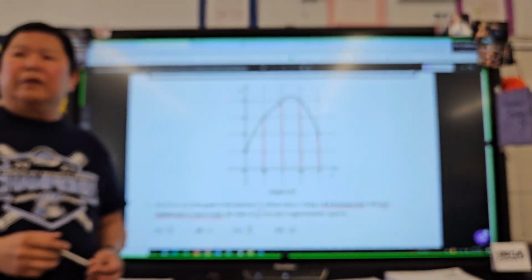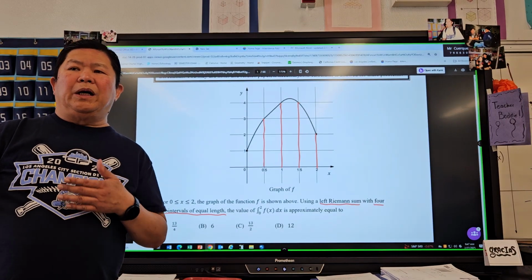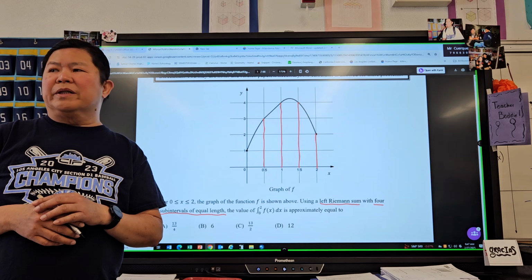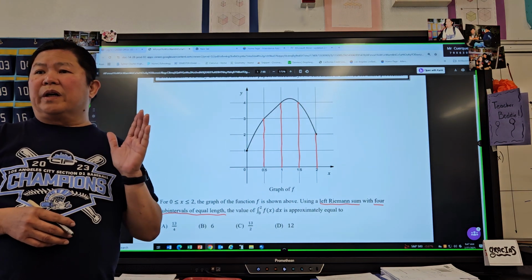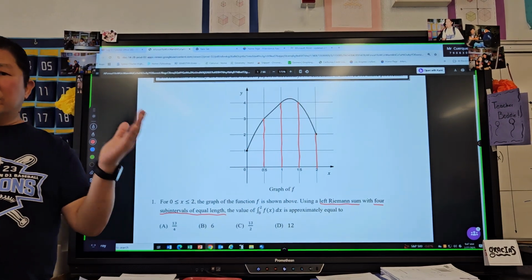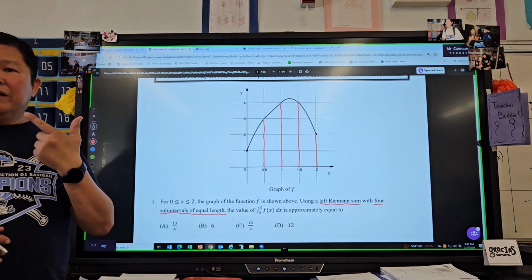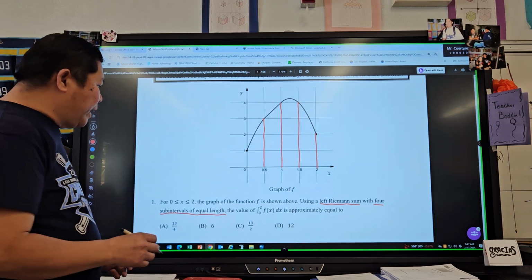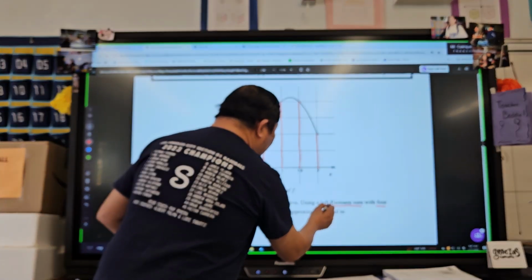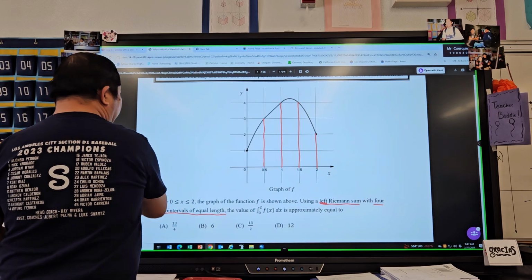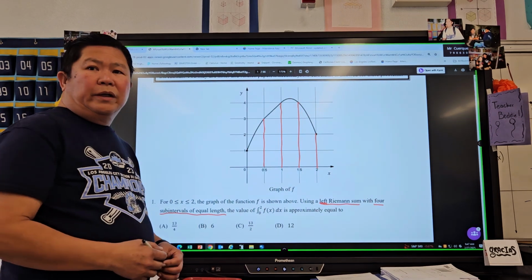Okay? Now, what is your idea about left Riemann sum? We're gonna start from left to right. Did you get me? So left Riemann sum says left to right.